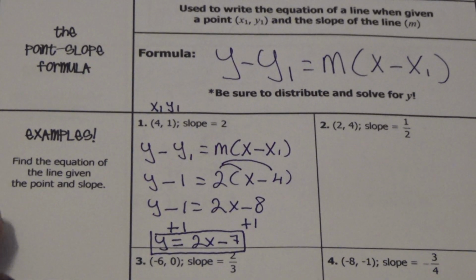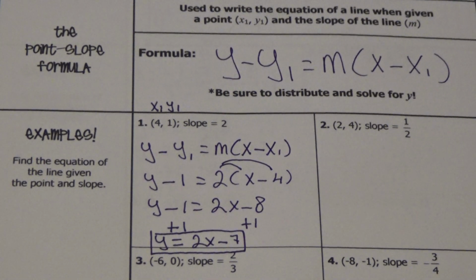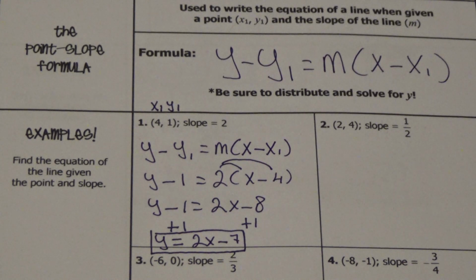Example 1 on your notes. I'll rewrite the formula like always. Again, I always label the point. So 4 is my x1, and 1's got to be my y1. The slope is given to you guys as -2.